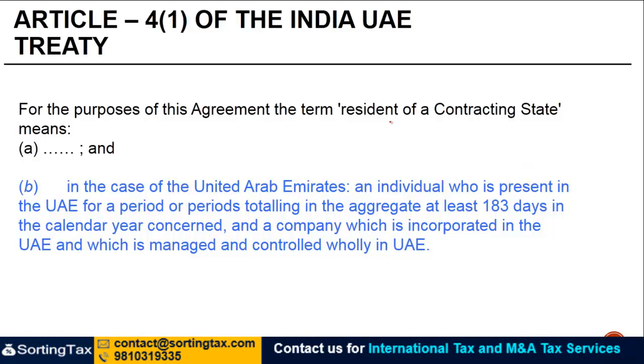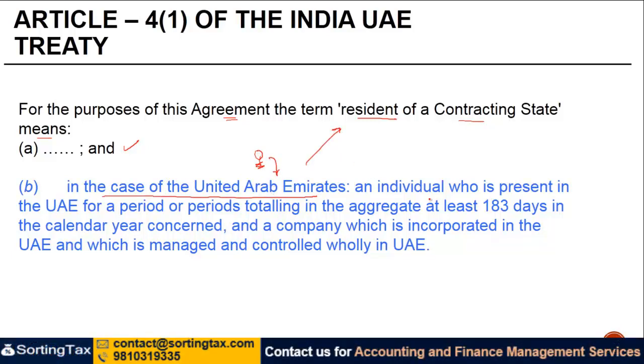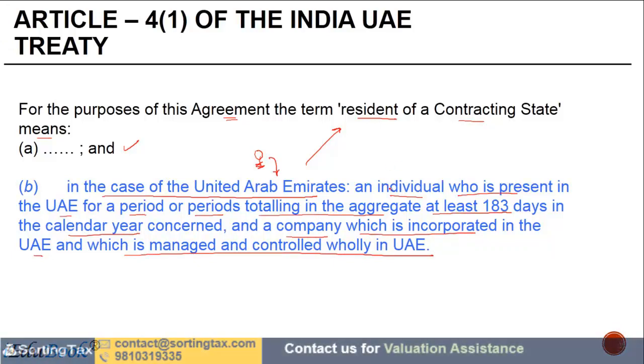And now the way the treaty stands today is, it says that for the purpose of this agreement, which is the India-UAE Treaty, resident of a contracting state means, in the case of UAE, an individual who is present in UAE for a period or periods totaling in aggregate at least 183 days in the calendar year concerned, and a company which is incorporated in the UAE and which is managed and controlled wholly in UAE.